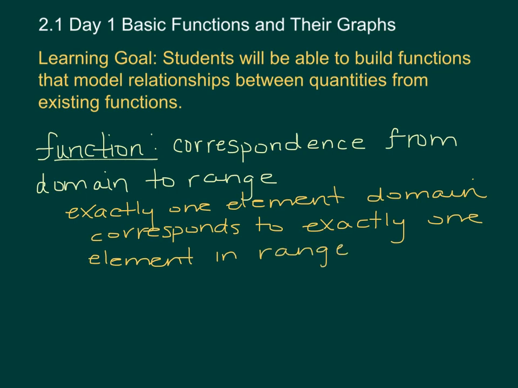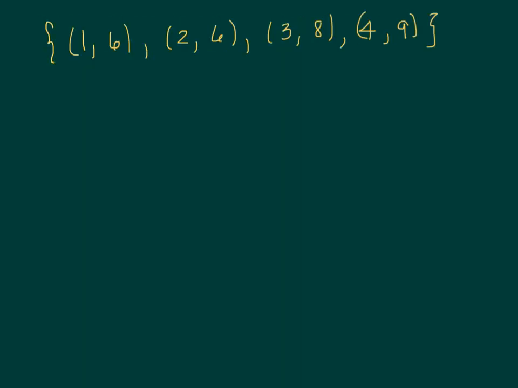So let's say, because you're going to see the relations can be in ordered pairs. They can be a graph. They can be an equation. So let's see how that looks. So as an ordered pair, you're looking at the x values, which are your domain values. And each element in the domain has to have exactly one element in the range.